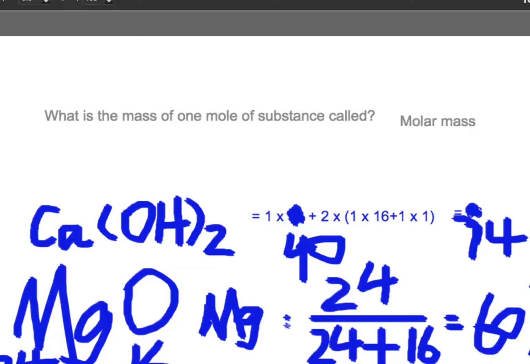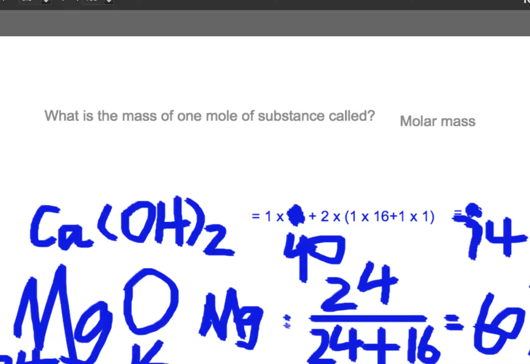And just for a final check, you could add the two element percentage compositions. If you add them and you get 1, it would mean that you calculated correctly, in most circumstances.